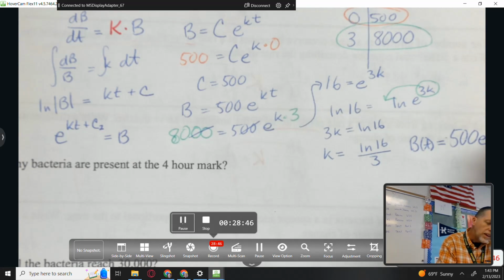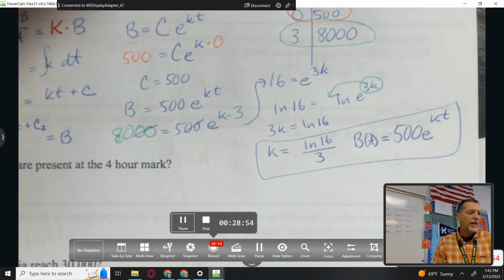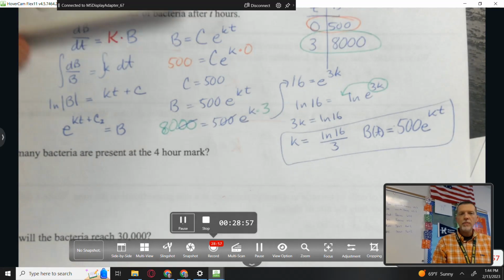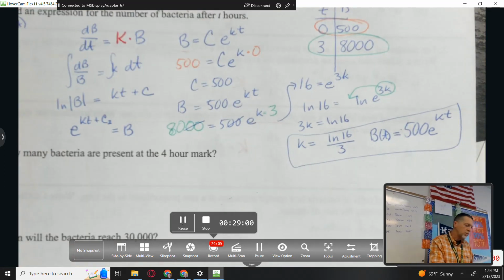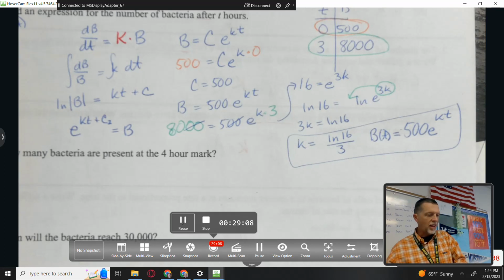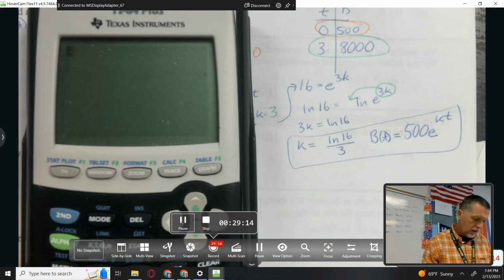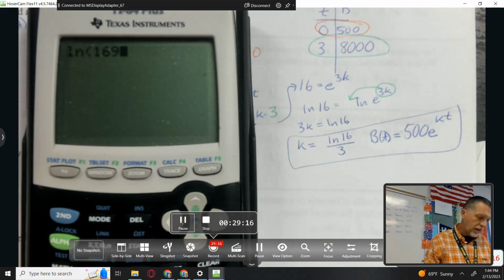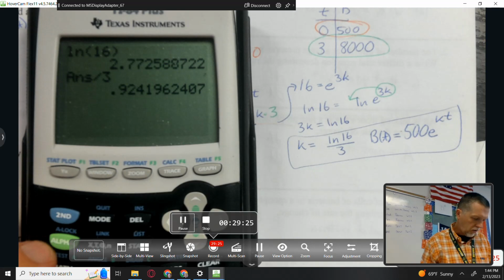e to the KT. I'm not going to write all that out, I'm just going to write KT because I've said what K is. I've defined K, so I don't need to keep writing it again. That might be a good thing. If this is a calculator problem, which it probably is, I would store that in my calculator as K. In fact, I'm going to do that right now. Grab a calculator. Natural log 16 divided by 3. Store, alpha K. And store that as K.